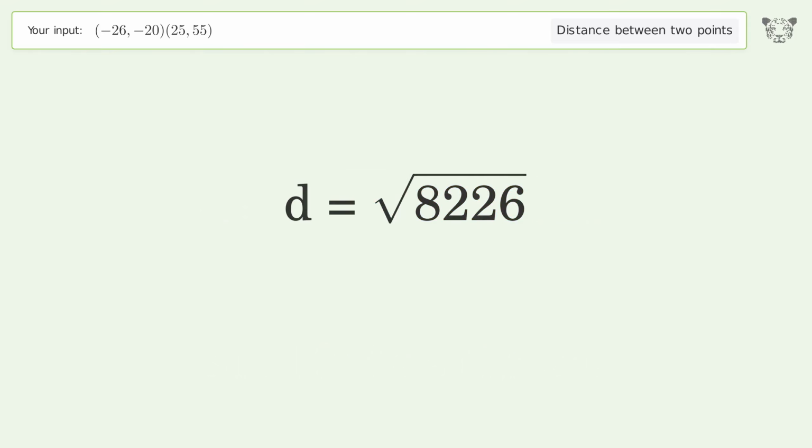And so the distance between the 2 points is the square root of 8,226, or 90.697.